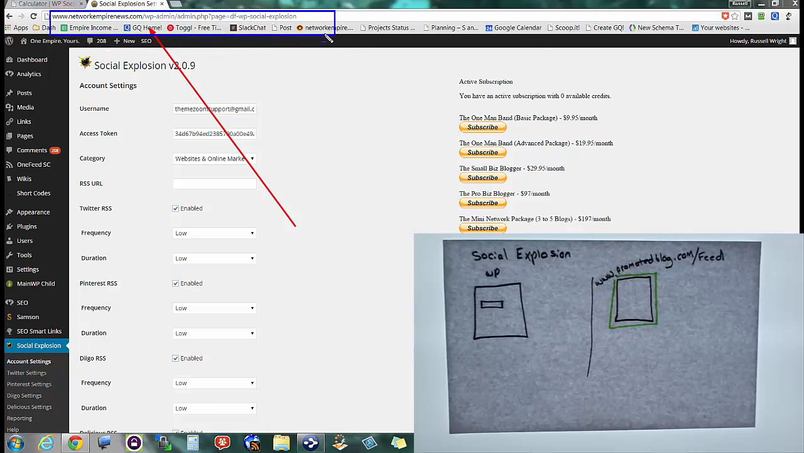Hopefully you can see that, Network Empire News. Okay, so if I don't use this feed, and there's nothing in here right now, so it would never promote anything outside of this blog, then that's not going to send, it's only going to send traffic signals to networkempirenews.com.